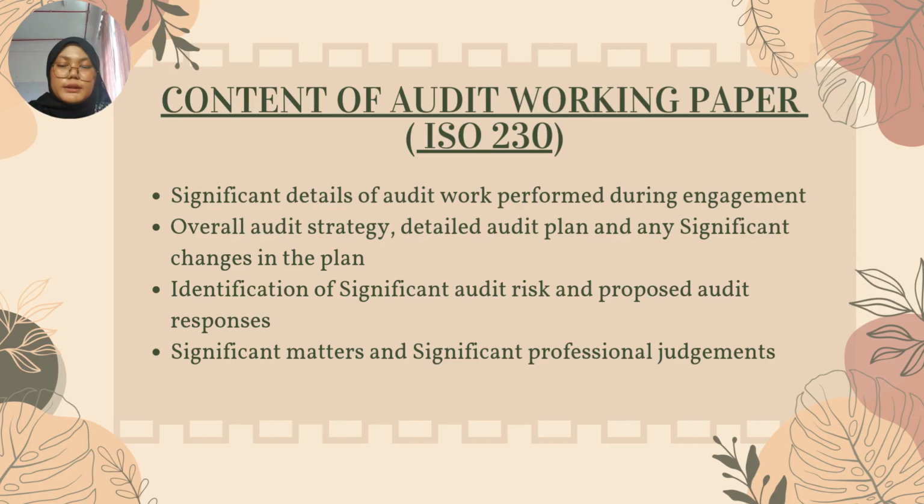First, they record the significant detail of audit work performed during the engagement, showing the procedure carried out by the auditor. Second, they include the overall audit strategy, the detailed audit plan, and any significant changes made during the audit process. Third, the document significant audit risks are defined together with the planned audit response. Finally, they capture significant matters arising during the audit, as well as important professional judgment made by the auditor. Overall, audit working paper ensure proper documentation of the audit process and support the auditor's conclusion.